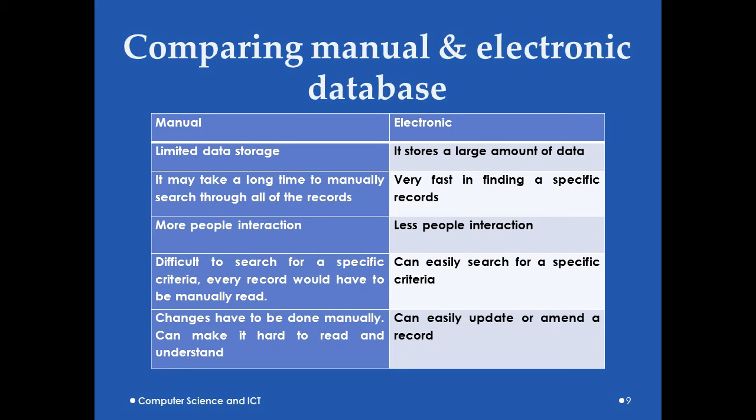In manual database, changes have to be done manually, which can make it hard to read and understand. But it's not like that in electronic database. You can easily update or amend the data or record instantly in electronic database. So I hope that you got a very clear idea when we compare the manual database and electronic database.